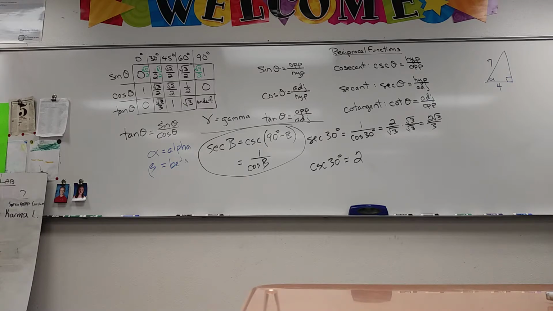So what would you like to know that you don't know on this one? So how do you find, how do you get sine? How'd you get that? So Pythagorean theorem. So a squared plus b squared equals c squared. And what's a?